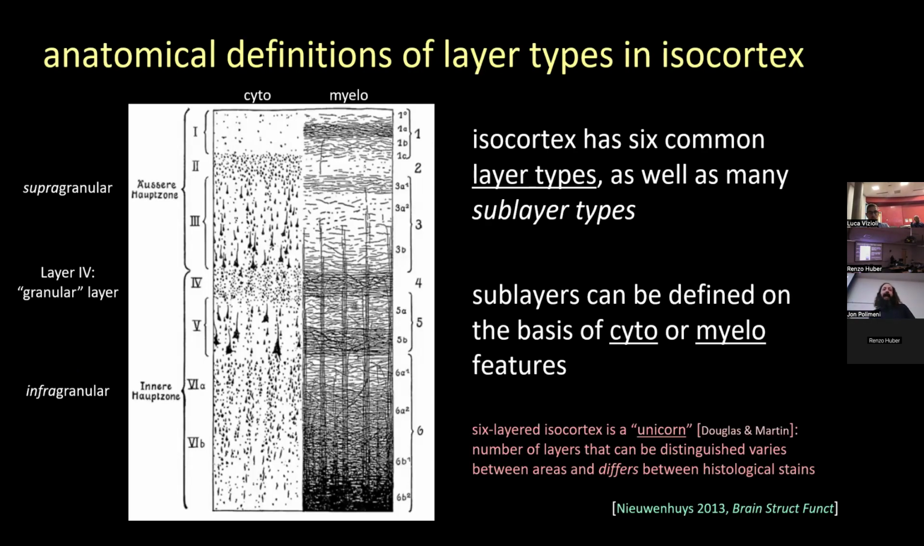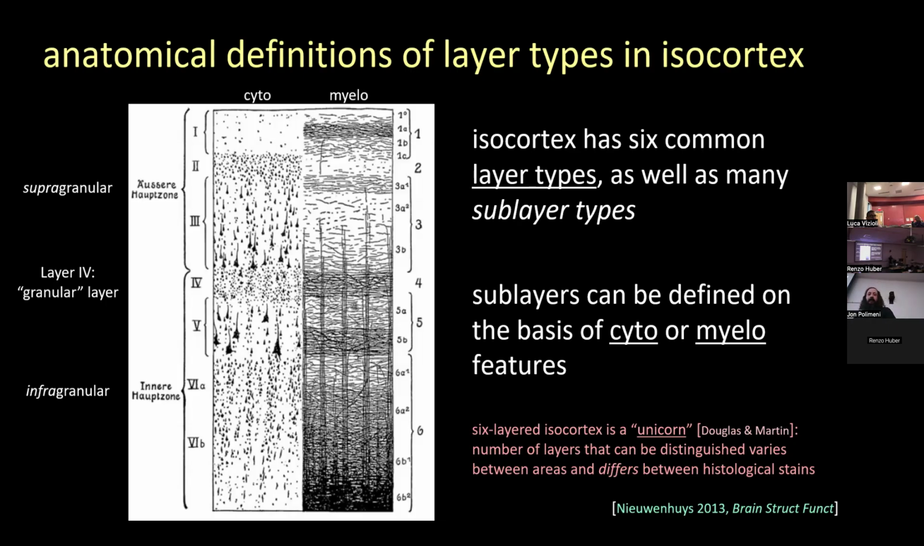And so there are various anatomical definitions of layer types in the isocortex. They can be defined based on cytoarchitectonic features such as cell morphometry and density, as well as myeloarchitectonic features such as myelin content and fiber patterns. And so this isocortex exhibits these 6 common layer types shown here, as well as many sublayers, also based on cyto or myeloarchitectonic features. And here you can see some examples of these various subdivisions.